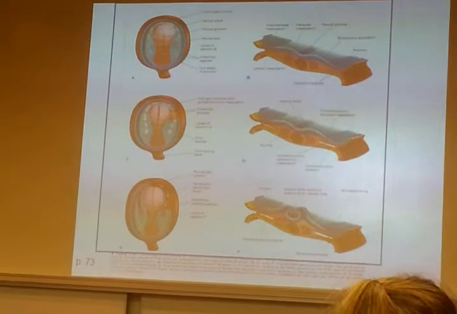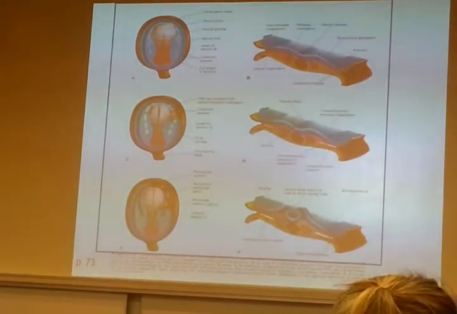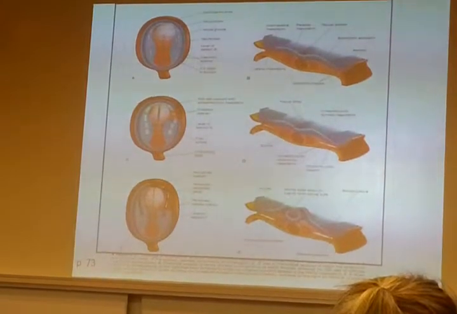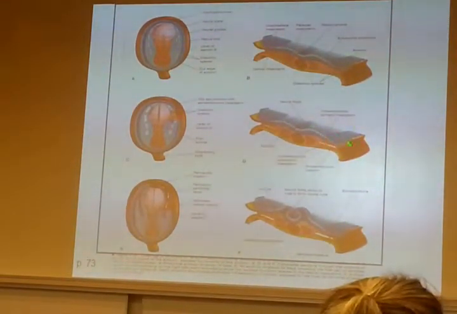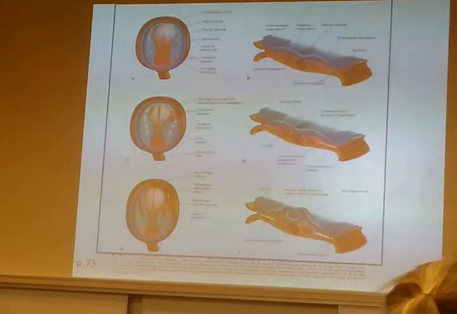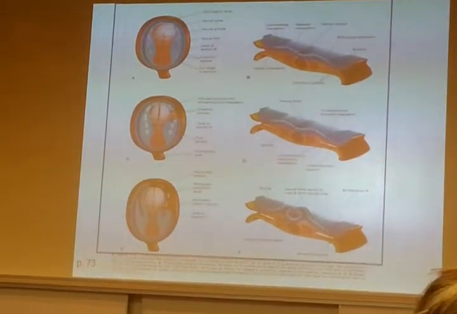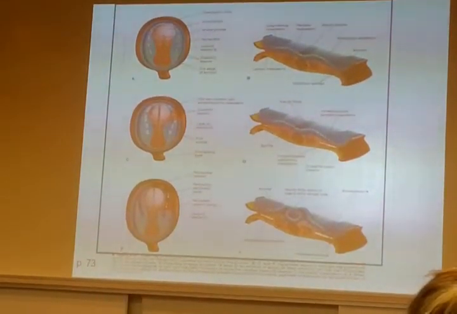Neural folds. Neural, must be related to the nervous system. Yay! But it's flat. This whole thing is flat. If you look at it, it's ectoderm. And in here we have mesoderm. And in here we have endoderm. So we're going to have ectoderm.